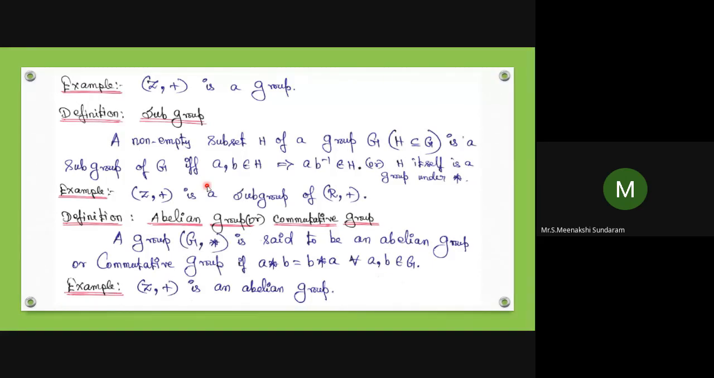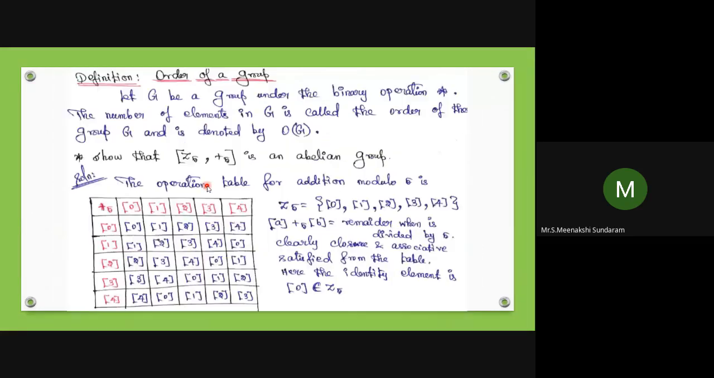A group (G, *) is said to be an abelian group or commutative group if a * b = b * a for all a, b belonging to G. Example: (Z, +) is an abelian group. The set of all integers under addition is an abelian group.